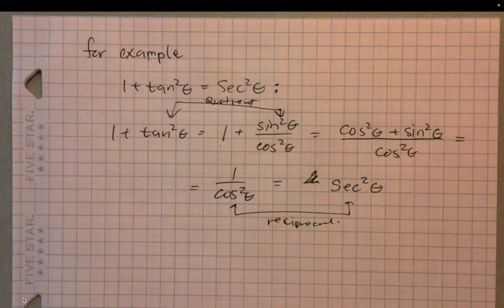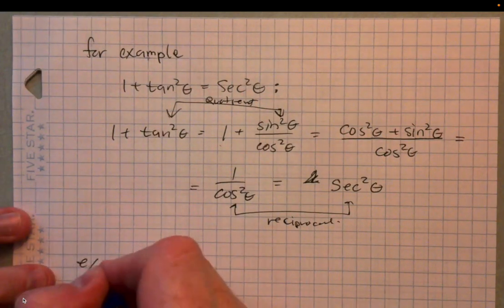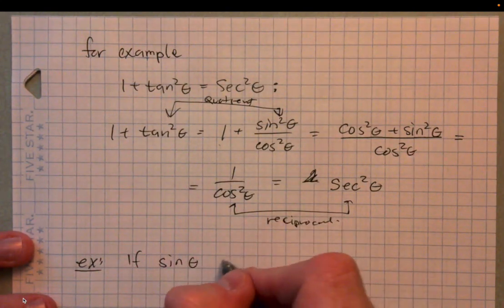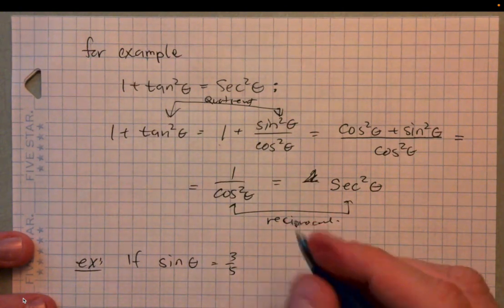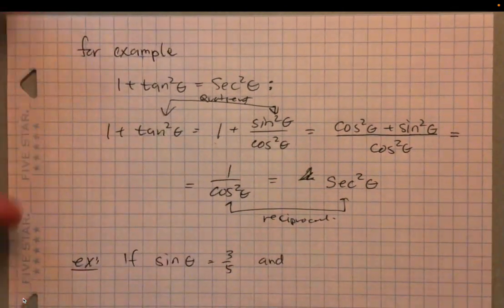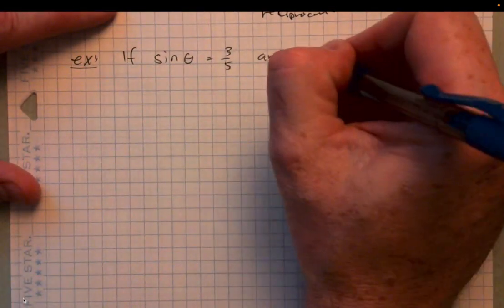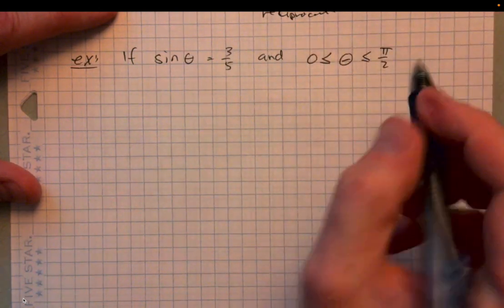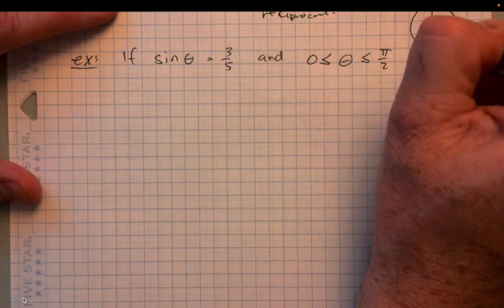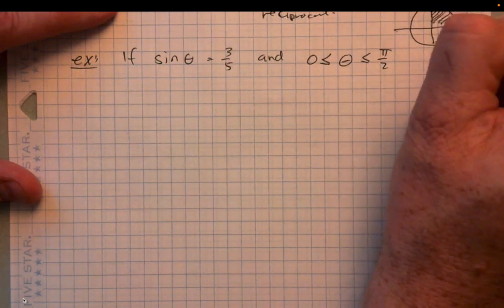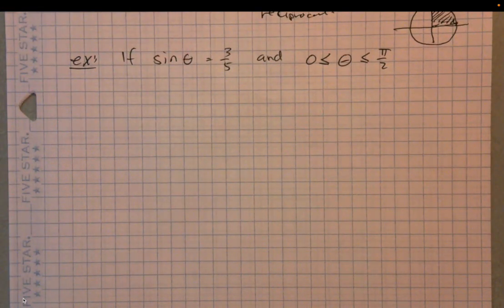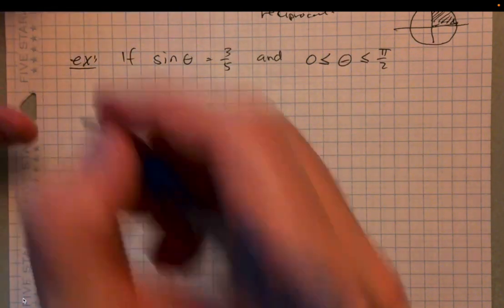Okay. All right. Here's an example. Let's do an example using that. So if sine of theta is equal to 3/5, and we'll put a range on theta here, and we'll say that theta is between 0 and pi over 2, right? What does that mean? Well, it just means that theta's got to be somewhere up in this quadrant, right? Okay. So if sine of theta is 3/5 and theta is between 0 and pi over 2, let's try to figure out what the value of cosine of theta is.